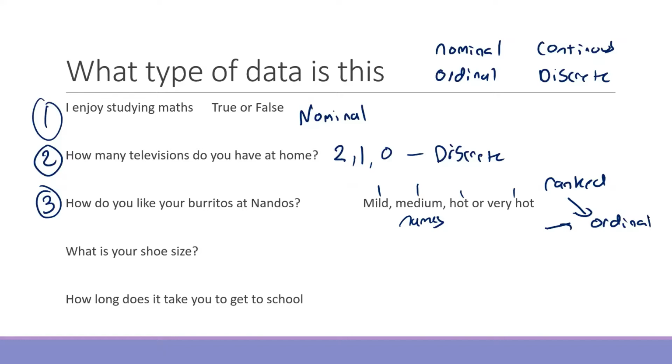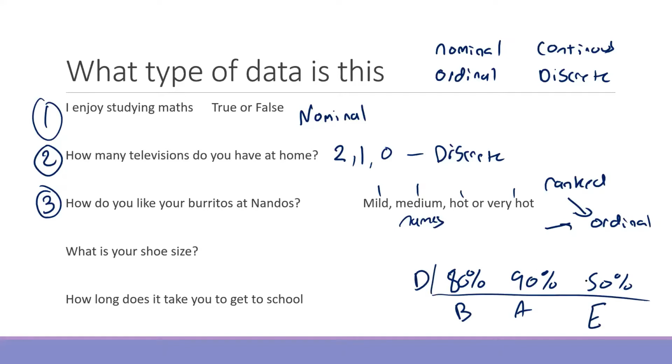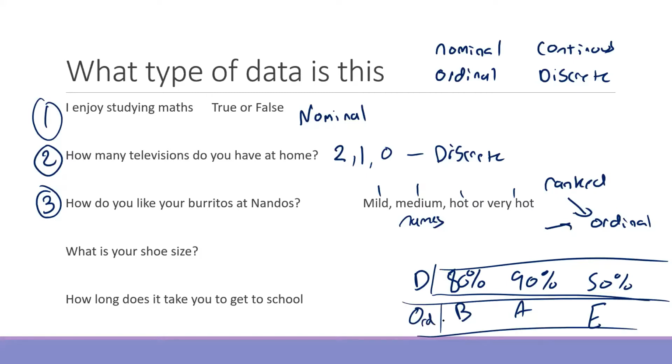Another example is your grades on your report. You can get your grades as either 80%, 90%, 50%, or you could get them as B, A, E probably. The ones at the top are discrete, and as math teachers, we really prefer giving you discrete numbers because then there's no guessing. Whereas the bottom one is ordinal data. But parents love ordinal data.